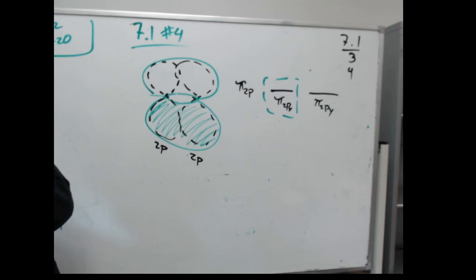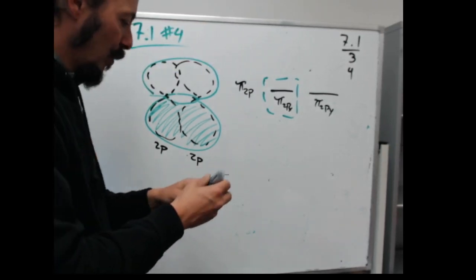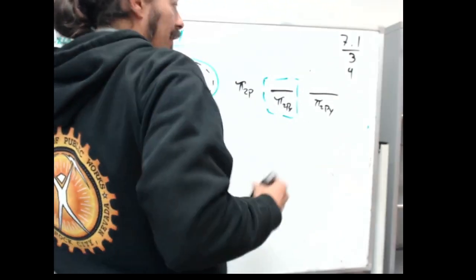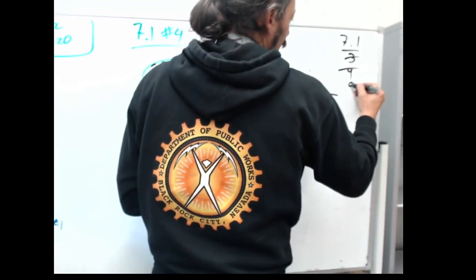Ta-da! We're done with all the questions. Oh wait, there's questions. Okay, question here. We'll go around the room. Yeah. Sorry, can we do 8 for 7.1, number 8? Sure. Let's throw that on the list. We got 3 and 4 done. We'll throw 8 on the list.